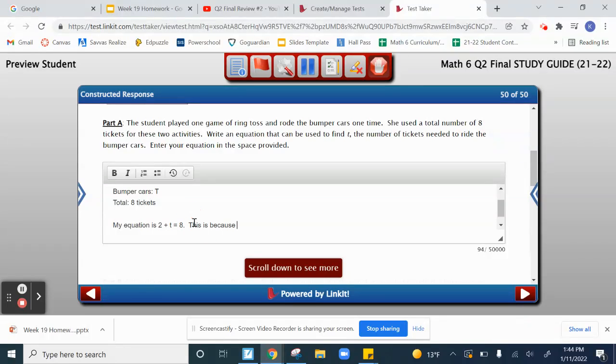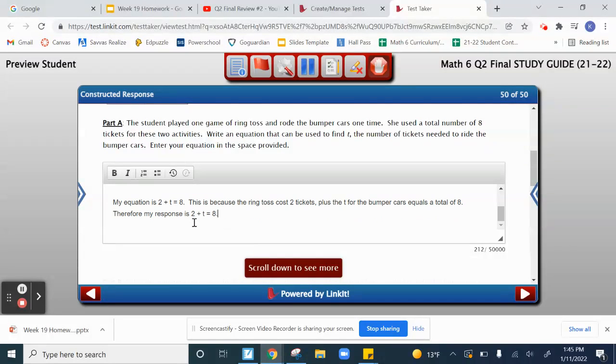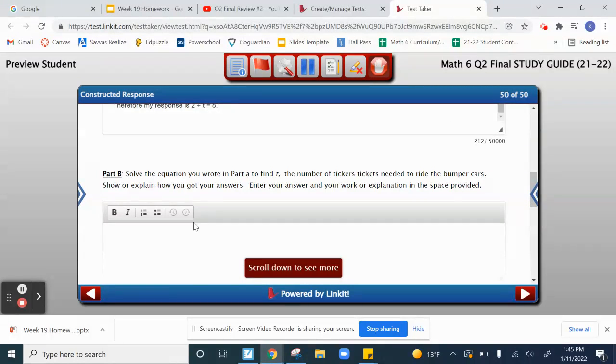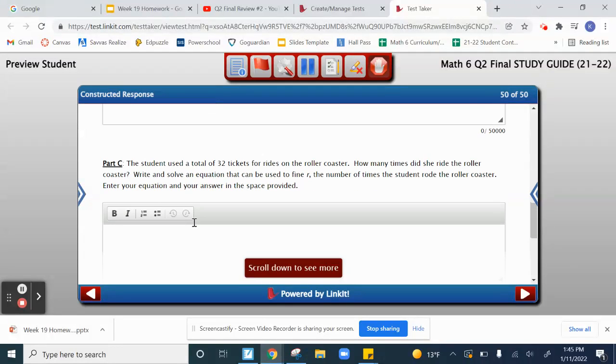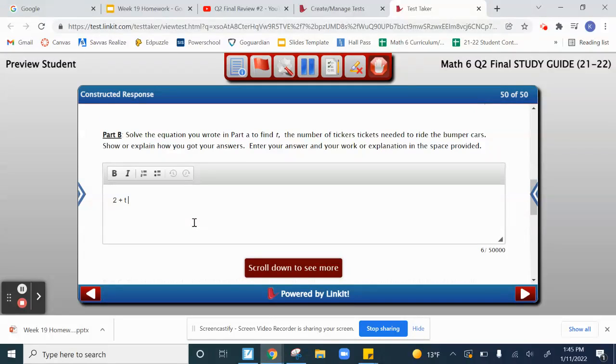This is because the ring toss cost 2 tickets plus the T for the bumper cars equals a total of 8. Therefore, my response is 2 plus t equals 8. All right. Solve the equation you wrote in part A to find t, the number of tickets needed to ride the bumper car. So I wrote the equation 2 plus t equals 8.